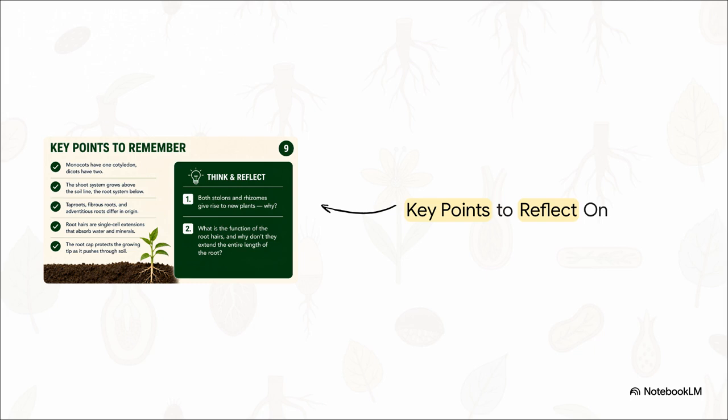Now, before you step into the physical lab, I want to leave you with two structural mysteries to solve. Question 1, both stolons and rhizomes give rise to new plants, but why? And question 2, what is the true function of those root hairs, and why on earth don't they extend the entire length of the root? Think about how beautifully these plants engineer their own survival. Write down your hypotheses and bring them with you. I can't wait to see what you uncover in the lab.